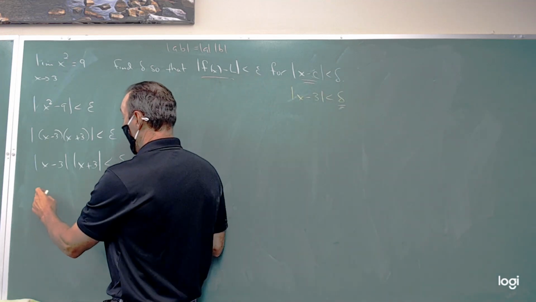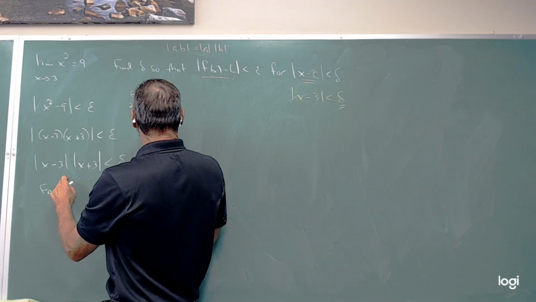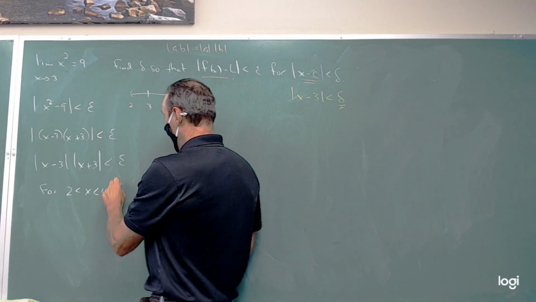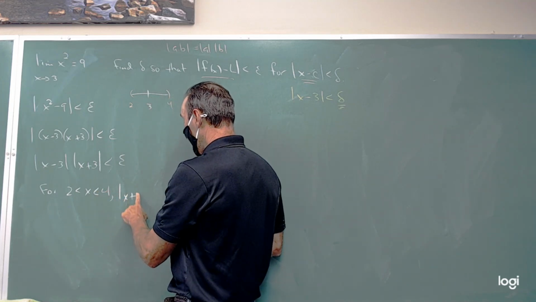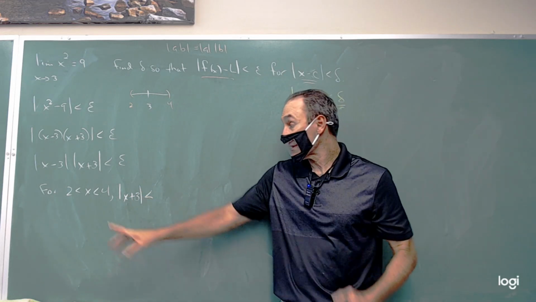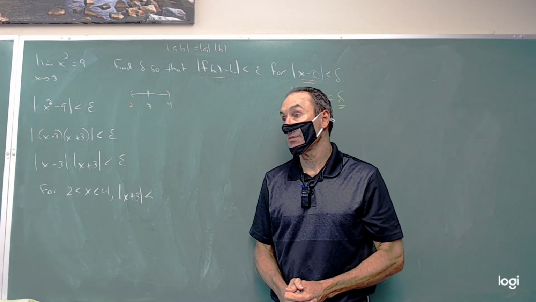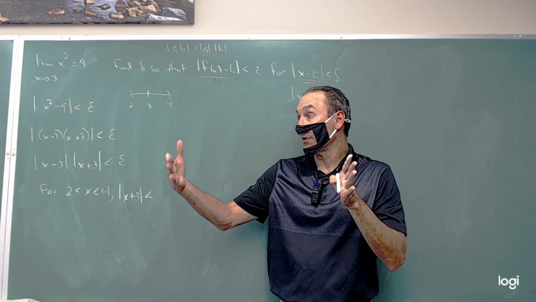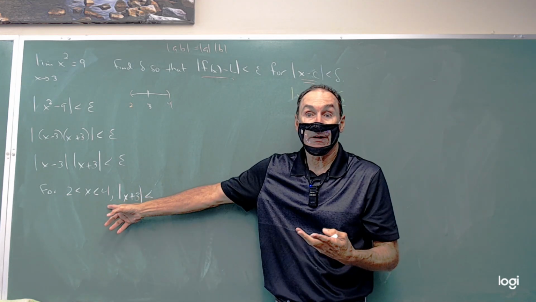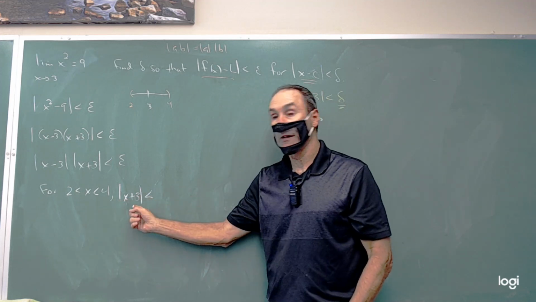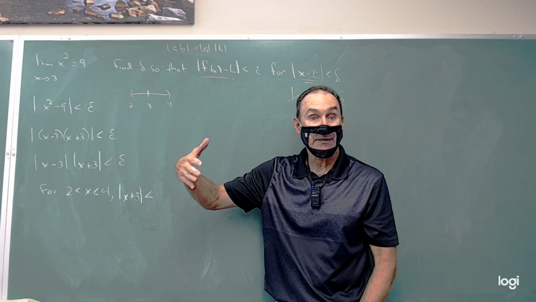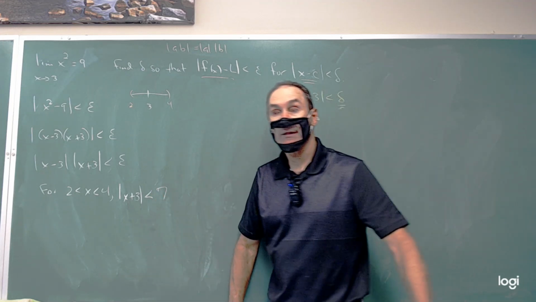So we're going to say for 2 less than x less than 4, the absolute value of x plus 3 will be less than, and now you have to figure out what's the biggest the absolute value of x plus 3 could be when x goes from 2 to 4. It'd be 7, right? It's going to be when x is 4. When x is 2, we get 5, and 3 takes us up to 6. 4 takes us all the way to 7. So that is going to be less than 7.